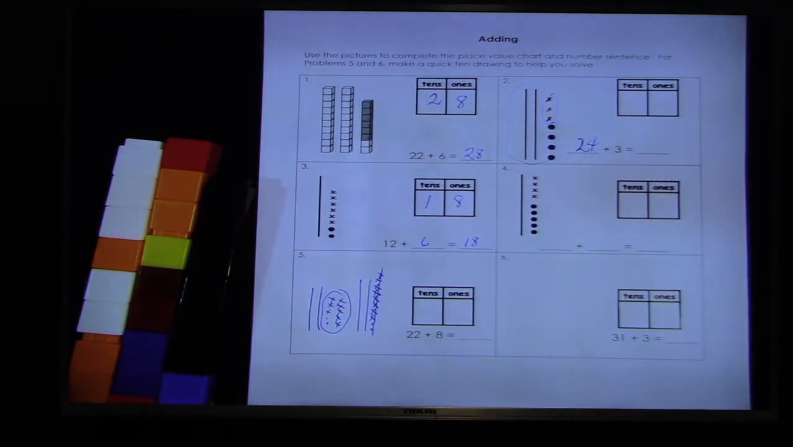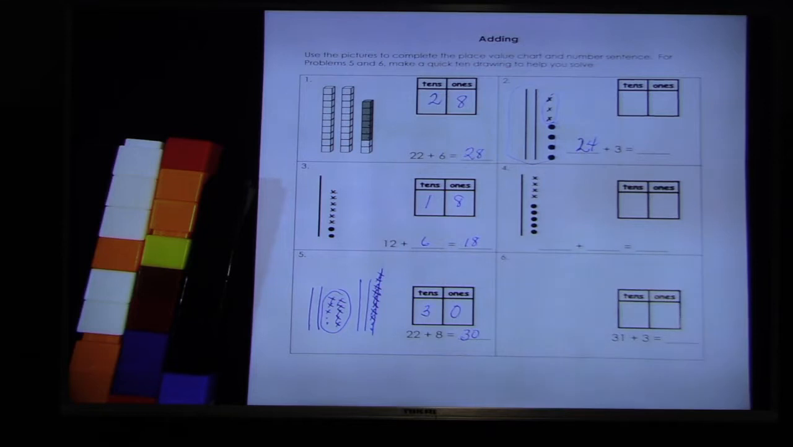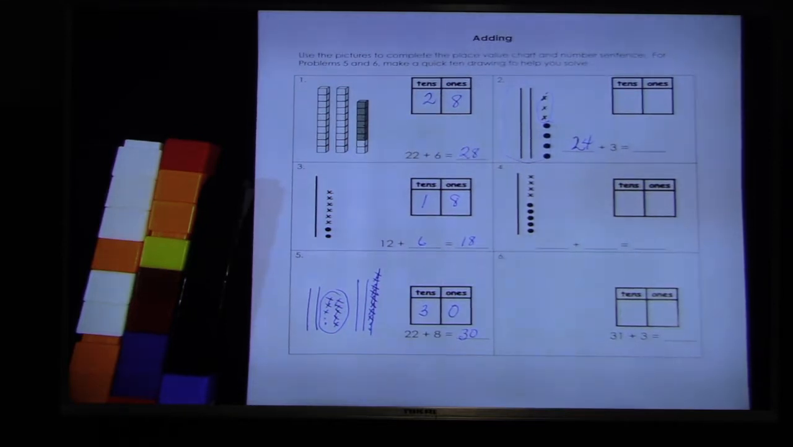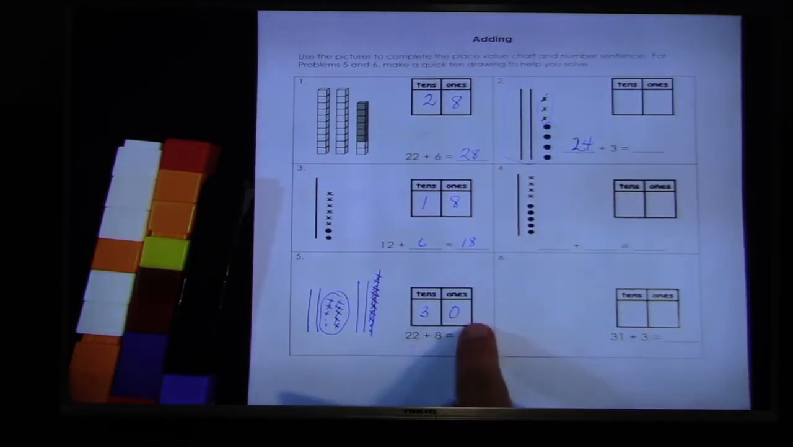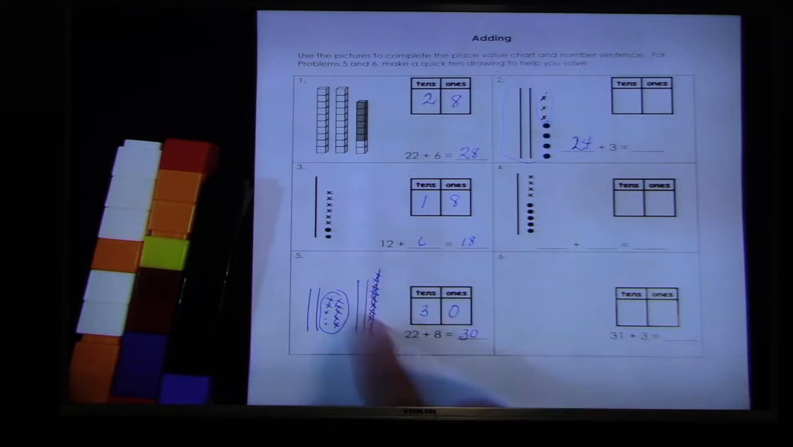I mean, both of them are signaling the same thing, so that they end up with 3 tens and 0 ones. And strangely enough, the 0 ones can be a sticking point. That idea of making sure that there's a 0 is an important part of this.